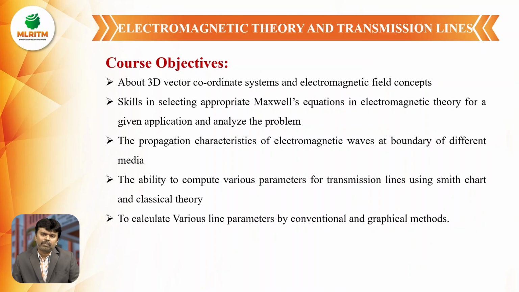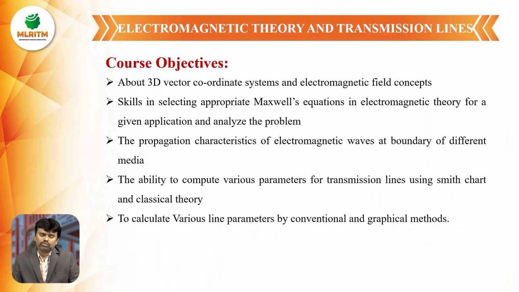In electromagnetic theory, we will derive the four Maxwell equations: two from electrostatics and two from magnetostatics. These four Maxwell equations we will use in analyzing the different quantities of electromagnetic waves for different applications. The third course objective is the propagation characteristics of electromagnetic waves at boundary conditions. How an electromagnetic wave travels across different boundaries, that is, a conducting boundary, free space, or a dielectric boundary. So we will learn what the boundary conditions are in this subject.